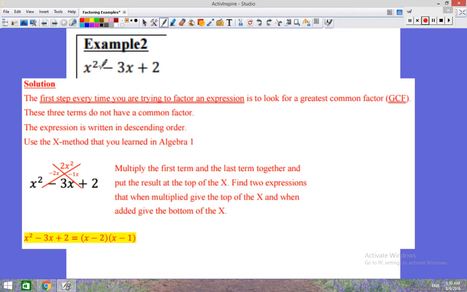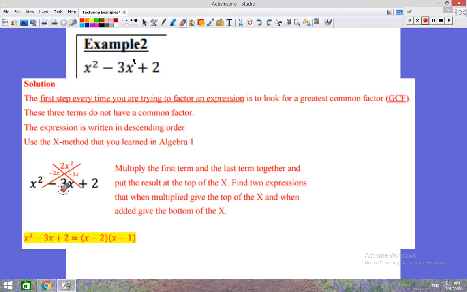I also notice that this expression is written in a form that I'm very comfortable with, and that's that the exponents on the variables are written in descending order. Remember that x to the 0 is by definition equal to 1, so I can even put an x to the 0 here, and I can see my exponents 2, 1, 0 are in descending order. Now, we typically don't put this x to the 0 there, but that's just to point out that it is in descending order. All right, so we use this x method that we learned previously in our other courses.